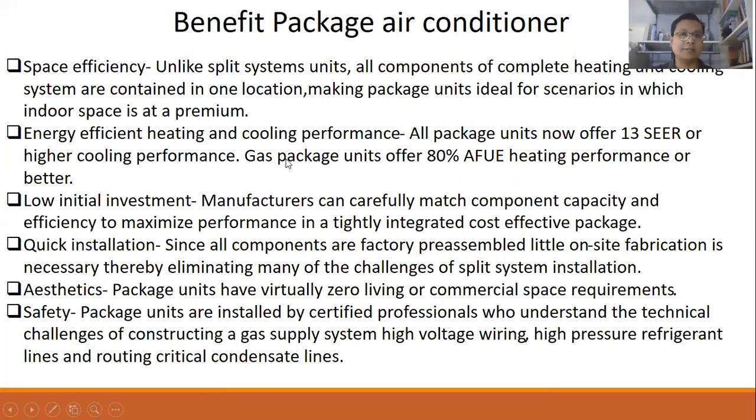Energy efficiency, heating and cooling performance: our package units now offer 13 SEER or higher cooling performance. Gas package units offer 80% heating performance or better. So we can get 13 for efficiency. It's good. Low initial investment, quick installation. Package units also have better space savings for living or commercial space requirements. Safety: package units are installed by certified professionals who understand the technical challenges of gas supply construction.